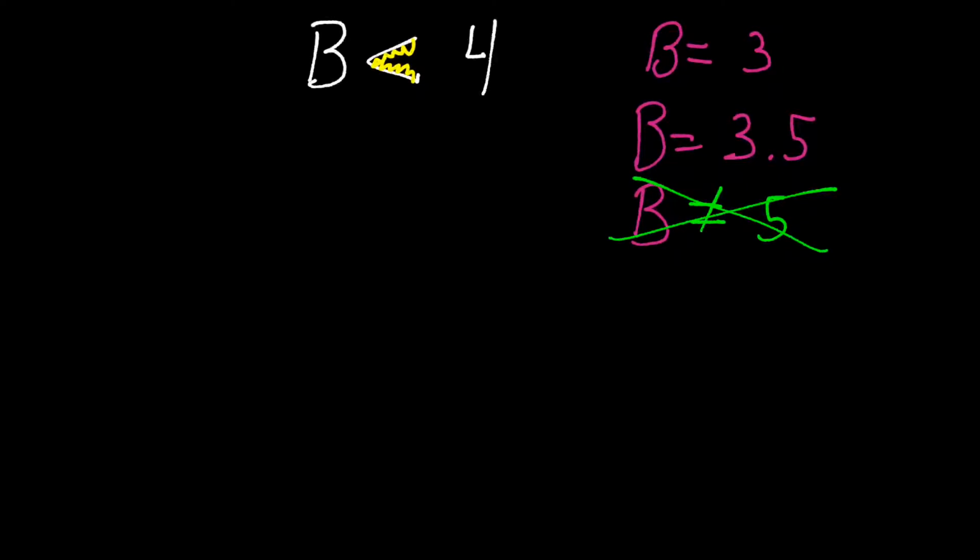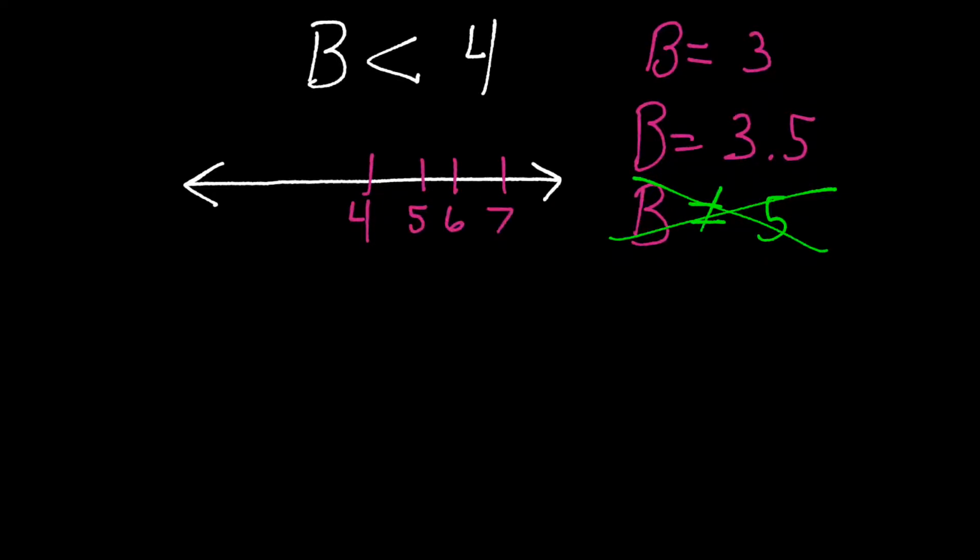So if I have b is less than 4, and I want to graph it, the first thing I'm going to do is draw a number line. Whenever we graph inequalities, we have a number line. Now, we are dealing with the number 4. That's the only concrete number we have. So I'm going to put 4 sort of in the middle. And I'm going to make some numbers to the right of it, so 5, 6, 7. And I'm going to make some numbers to the left of it. 3, 2, 1.